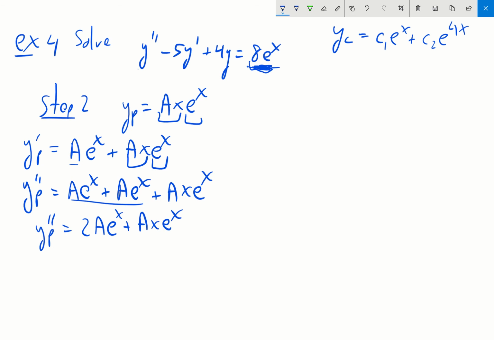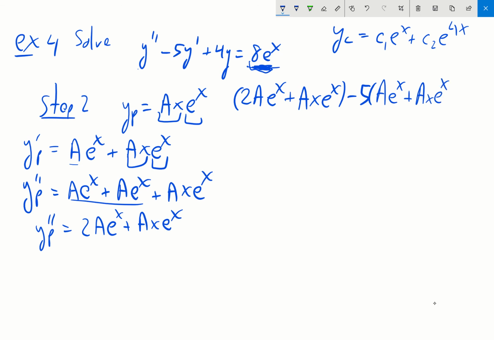If we substitute y sub p and its derivatives into the differential equation, here's what we would get. Y double prime, that's 2a e to the x plus a x e to the x, minus 5 times y prime, that's a e to the x plus a x e to the x, plus, I'm running out of room here, 4 times y p, which would be a x e to the x. This should be equal to 8 e to the x.